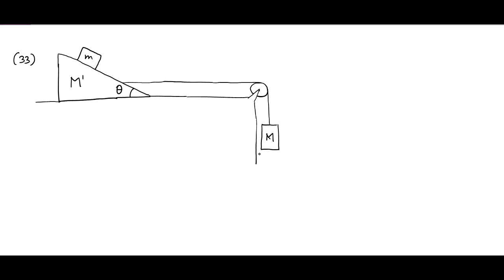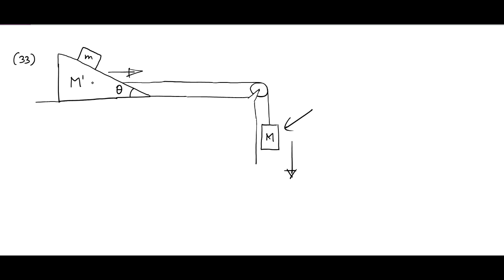Now, the presence of the string and the fact that it is connected to capital M at this end makes a difference. You can see that capital M will actually travel down, and it would pull M dash with it towards the right with the same acceleration.